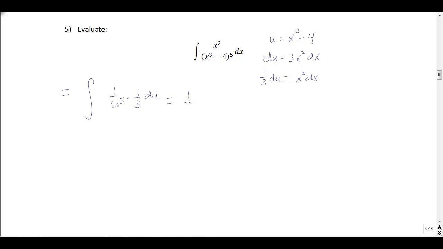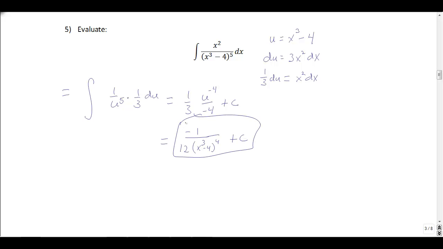So I do my antiderivative. I get my 1/3. 1 over u to the 5th is u to the negative 5th. So you add 1. Negative 5 plus 1 is negative 4. You get u to the negative 4 over negative 4 plus c. And I just plug in the x cubed minus 4. So I'll get negative 1 over 12. U to the negative 4 goes to the bottom as a u to the 4th. That's (x cubed minus 4) to the 4th plus c.